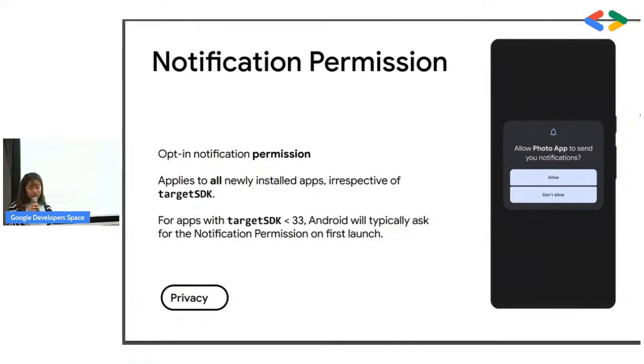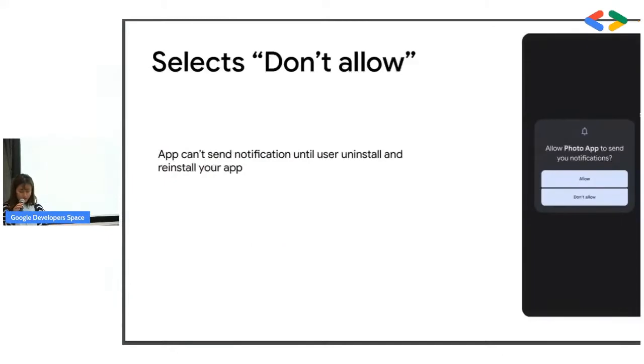New notification permission starting for Android 13 and above. The new notification permission is opt-in. The system will prompt for the notification permission on the first launch to all newly installed apps. If the user selects don't allow, then your app cannot send notifications until the user uninstalls and reinstalls your app.